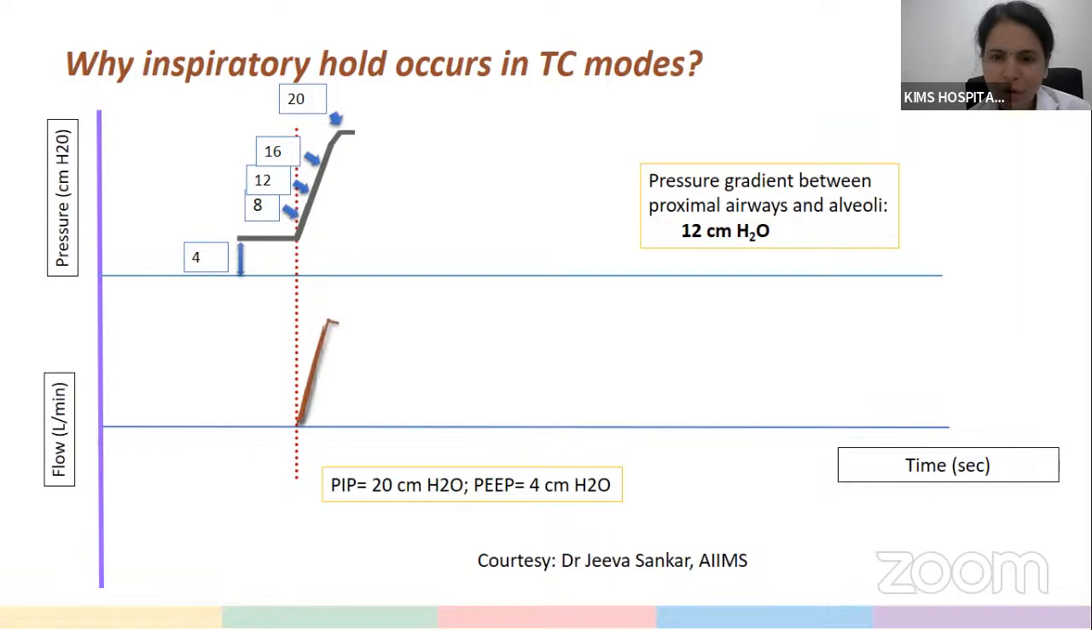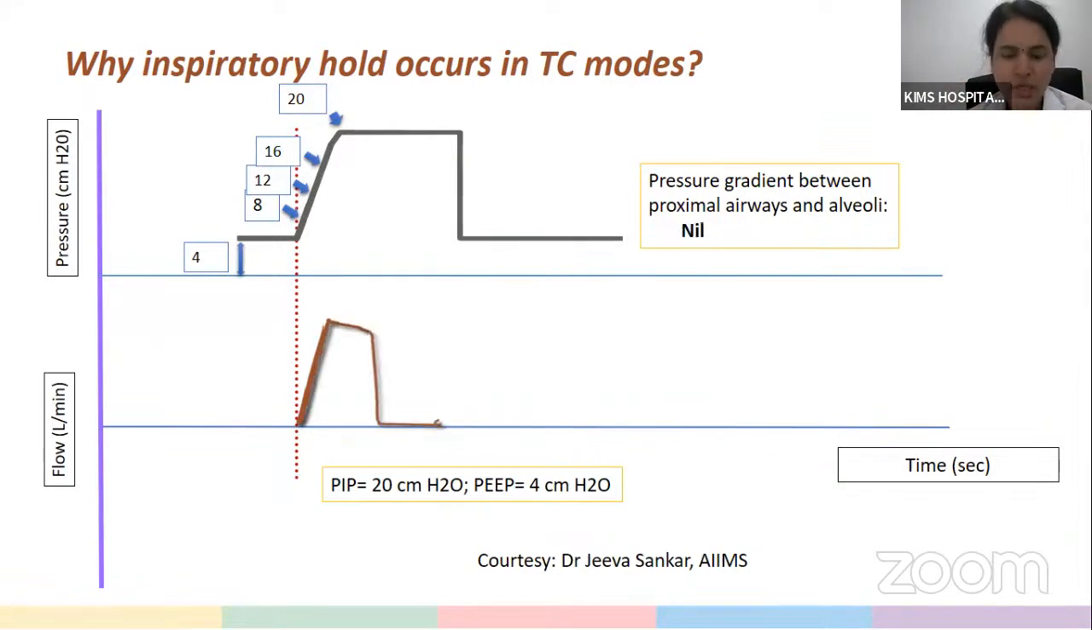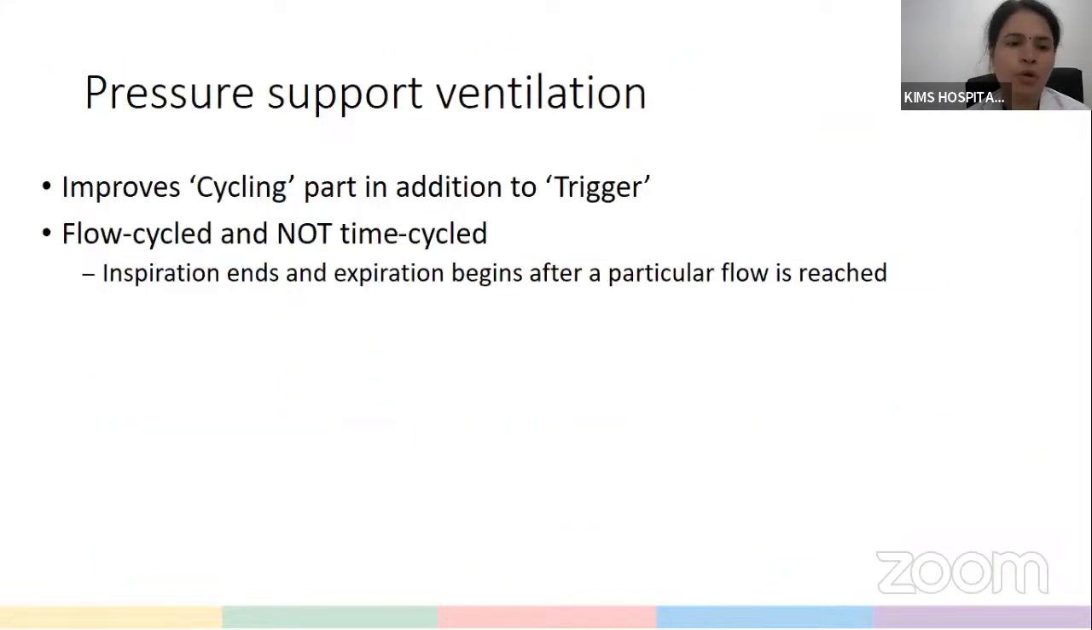During inspiration, the alveolar pressure will gradually increase. From 4, it is going to increase in steps to 8, to 12, 16. So this pressure gradient between the proximal airway and the alveoli keeps becoming lesser and lesser until a point where it becomes 0, when the alveolar pressure also reaches the PIP. After this pressure gradient becomes 0, the flow actually stops, because both the alveolar pressure as well as the airway pressure have become equal. They have both reached 20, hence there is 0 flow. So this flow of 0 during the I time of the ventilator results in inspiratory hold.